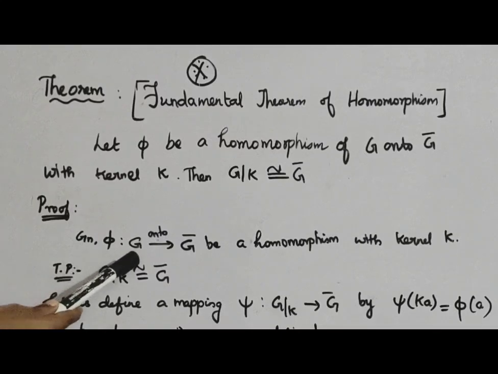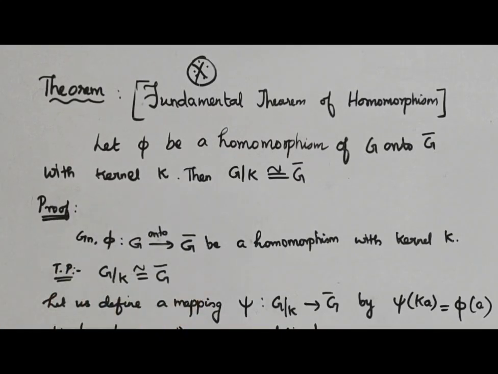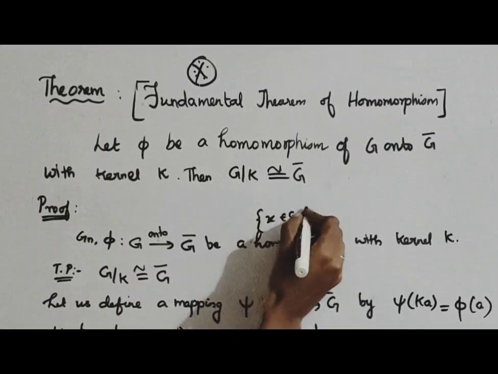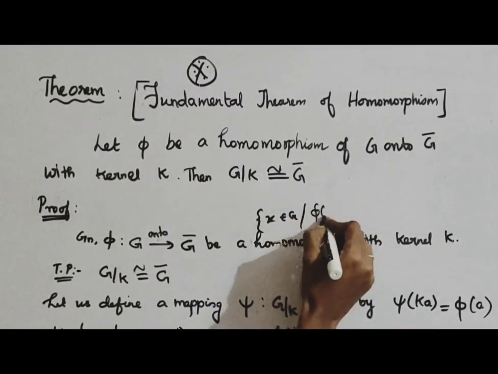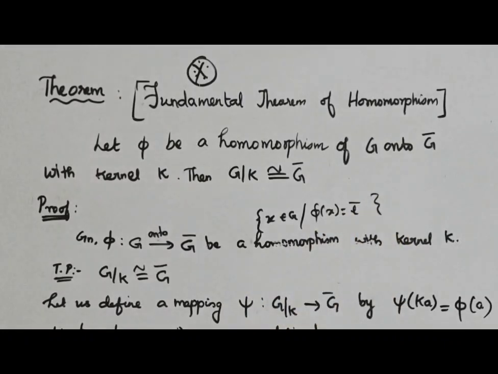Given phi mapping from G onto G bar be a homomorphism with the kernel K. What is kernel K? We know that kernel K is the set of all x in G such that phi of x is equal to E bar, where E bar is the identity element of G bar, right? You have to prove that G over K is isomorphic to G bar.